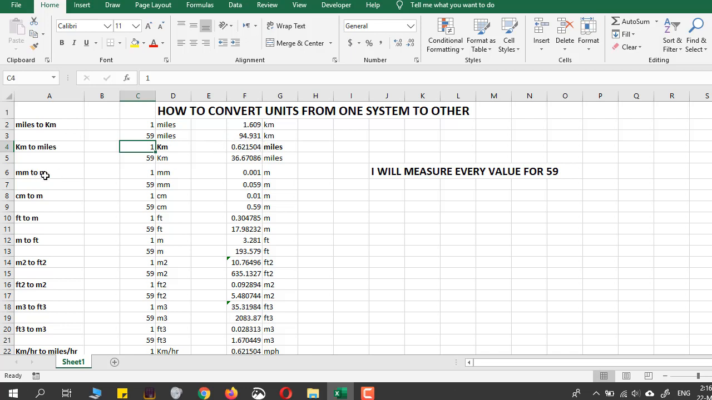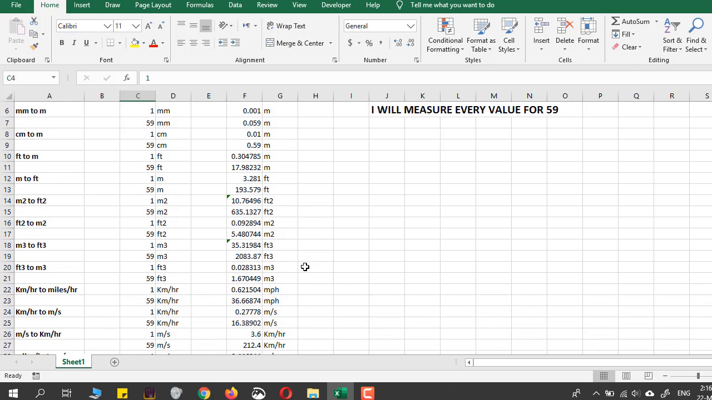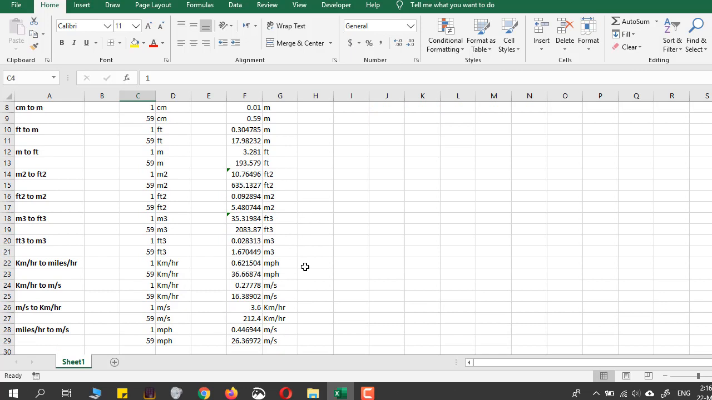I know that 1 millimeter is less than 1 meter. So 1 millimeter is 0.001 meter, which is much, much less than 1. I know that the foot is less than a meter because this value shows me that this is in decimals. And then I know that a square meter is greater than a square foot. So 1 square meter is equal to 10.7 square feet. So this will just give you a logical idea of how these numbers play from one value to another.